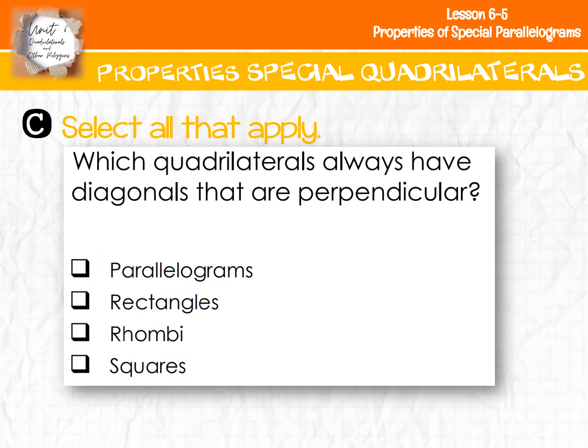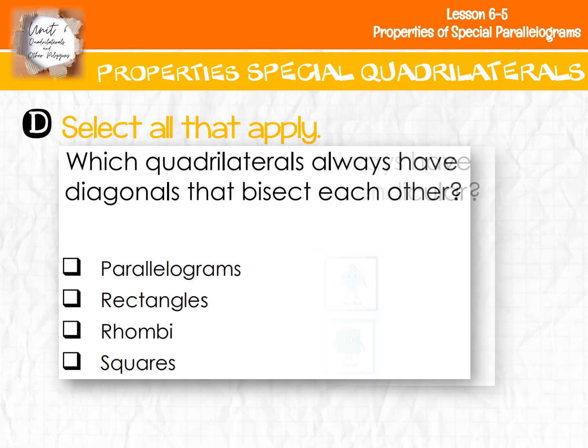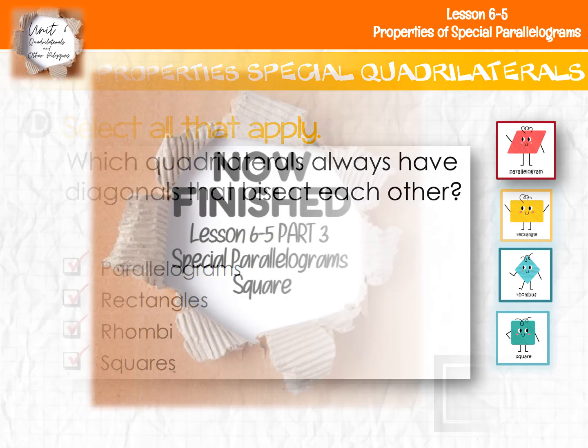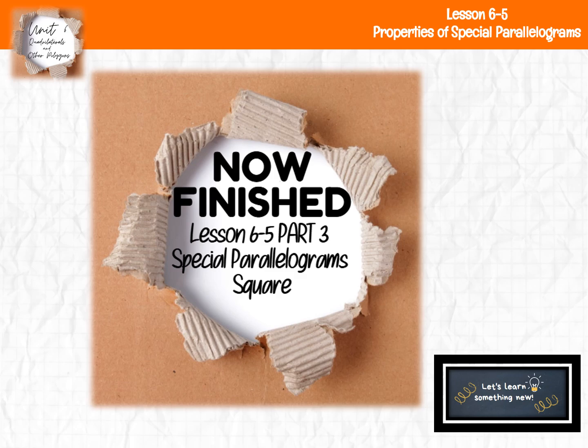C, which quadrilaterals always have diagonals that are perpendicular? Perpendicular bisectors are for rhombi and squares. D, select all that apply. Which quadrilaterals always have diagonals that bisect each other? Once again, that's a property of parallelograms, so it's going to be true for all four: rectangles, rhombi, squares, and parallelograms. And we have now finished part 3 of lesson 6.5 notes. Special parallelograms, this time square.